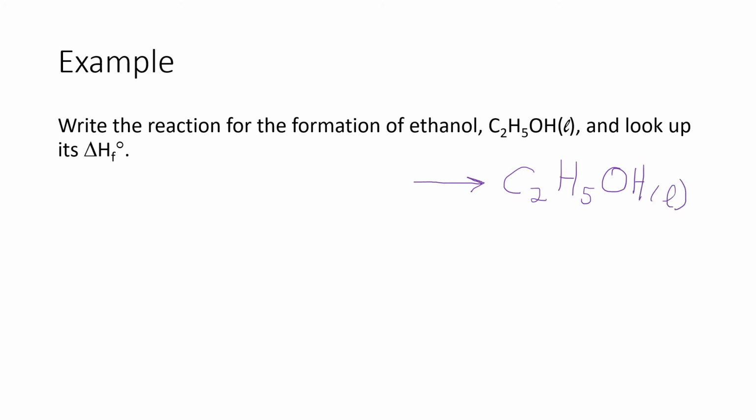On the reactant side, we're going to have the elements that come together to make this. And there are 3 of them. There's carbon, hydrogen, and oxygen. Carbon in its normal standard state is a solid. And so we would write carbon as C, solid. And we need to put a coefficient of 2 out in front of it to match the 2 that we have on the product side.